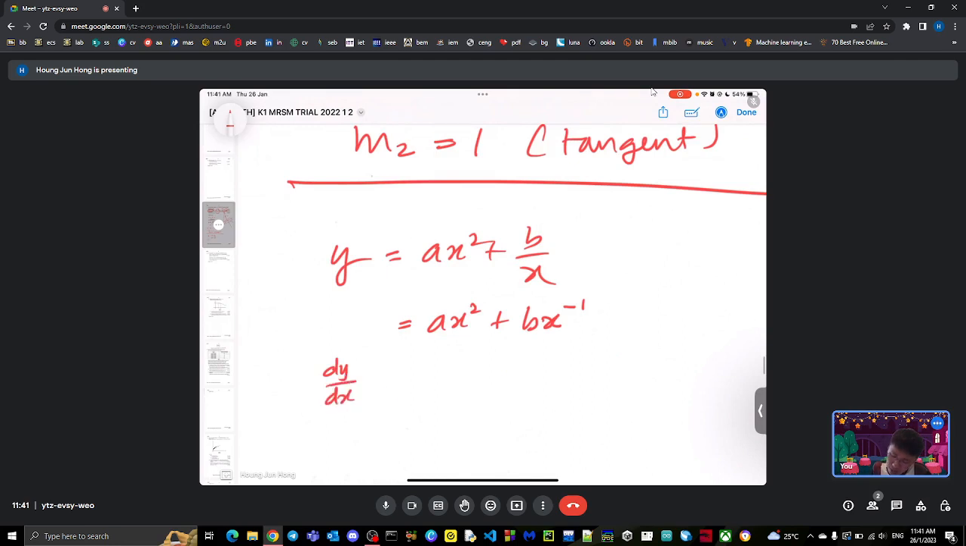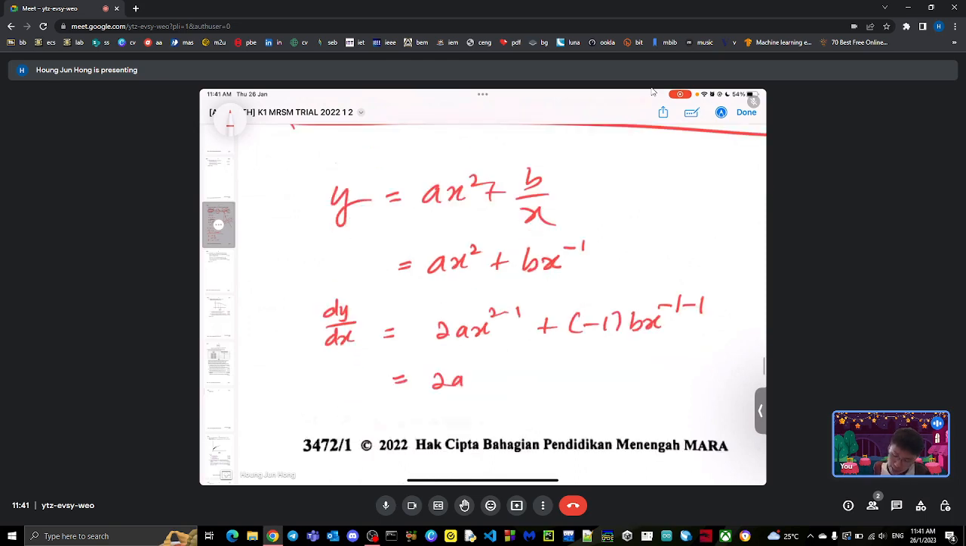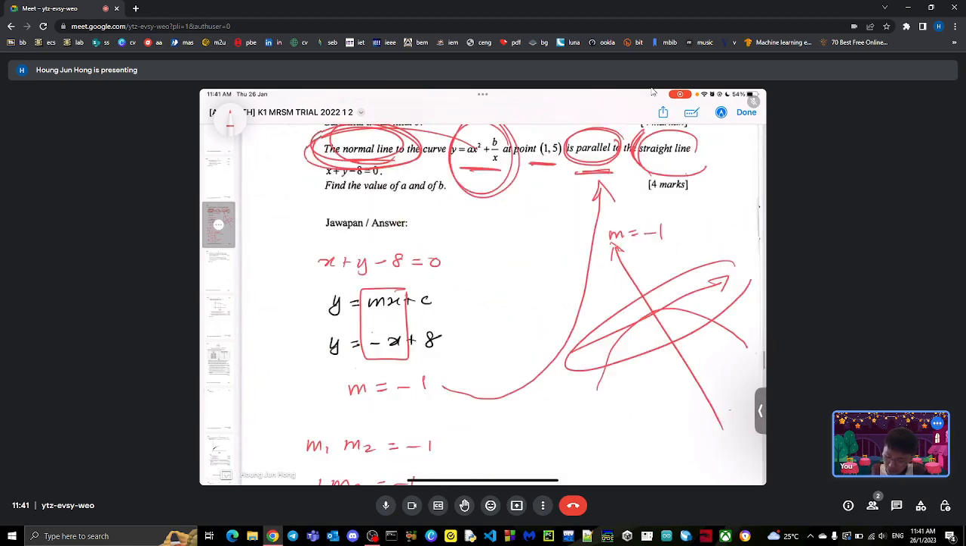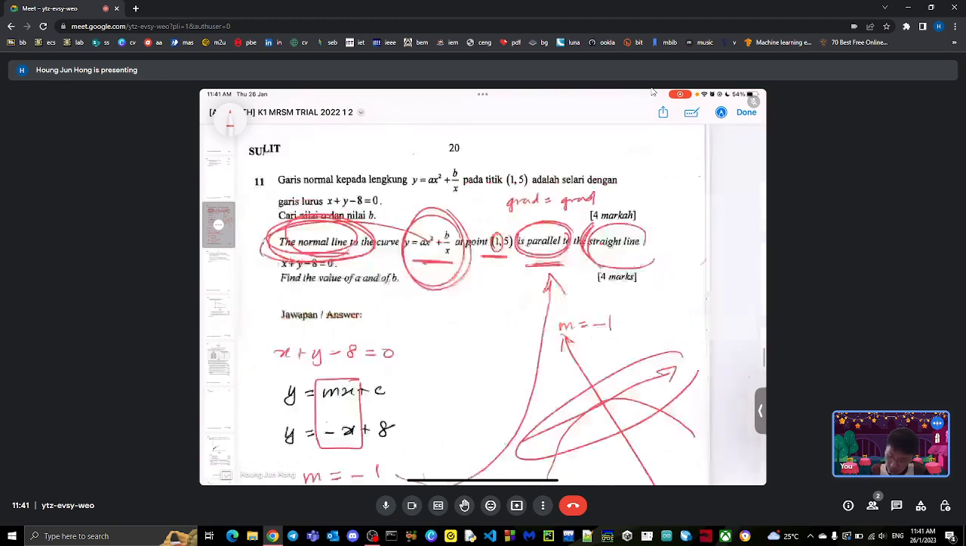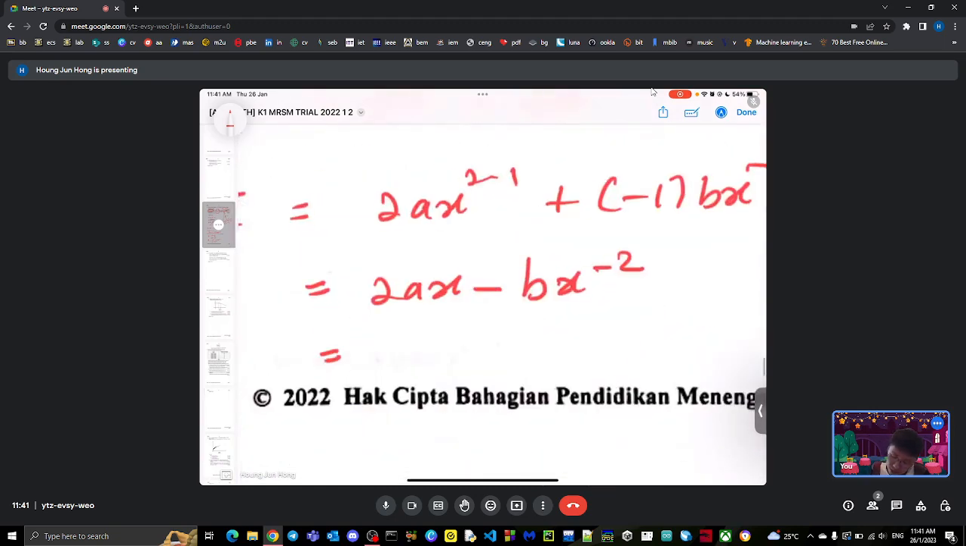So 2ax to the power of 2 minus 1, plus -1 bx to the power of -1 minus 1. So it will become 2ax minus bx to the power of -2. Okay, yep. So now we have the dy/dx equation, and we know that at this particular point, the value of x is 1. So we just sub this x into it. So it will become 2a minus b.